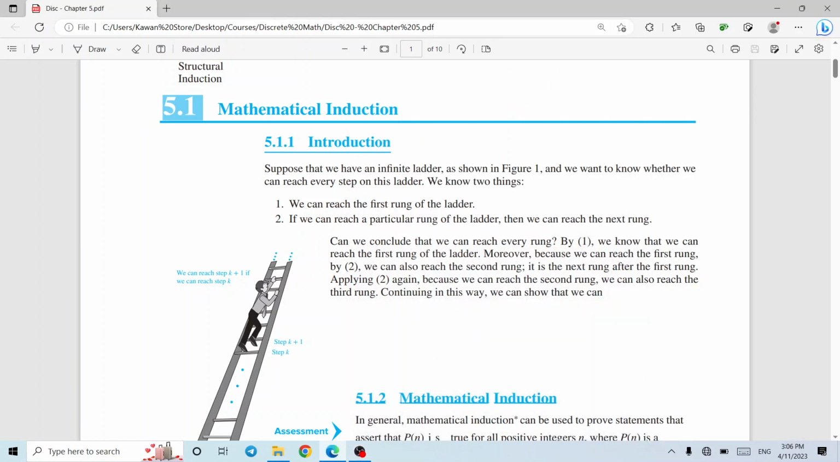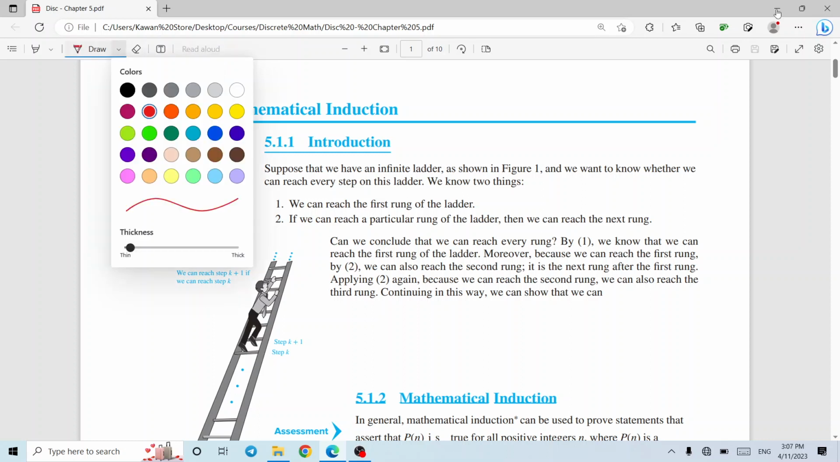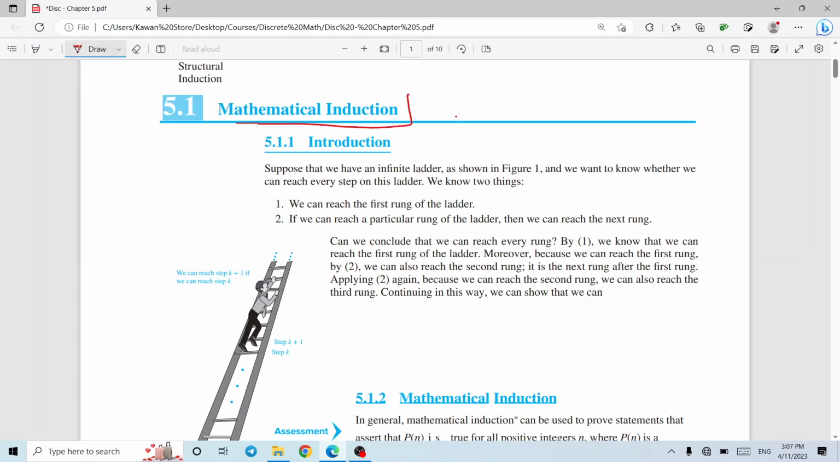Today we are going to talk about chapter 5, which is another method. You remember we have many methods for solving: by cases, by direct proof, by contradiction, by contrapositive. And solving by induction, mathematical induction, which is very important in mathematics because it solves many basic theorems for us.